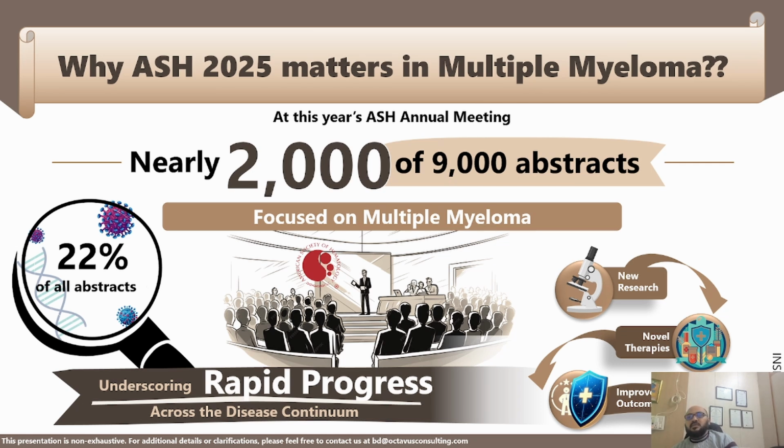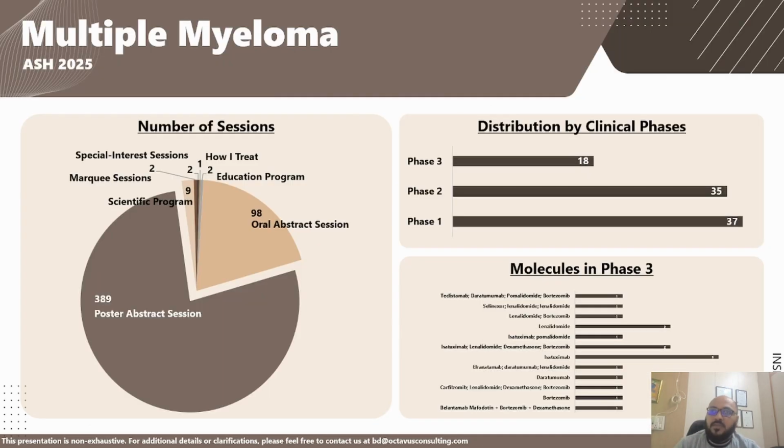More than one fifth of the abstracts were presented: out of 9,000 abstracts presented at ASH this year, and when I say this year, I mean 2025, 2,000 were related to or focused on multiple myeloma in one way or another. So that's the reason we picked multiple myeloma within ASH.